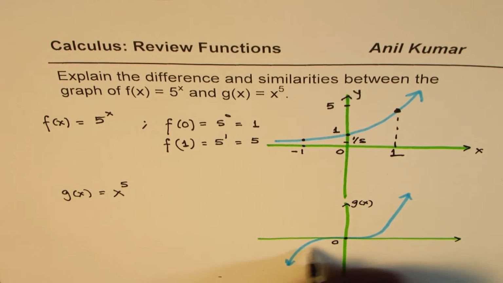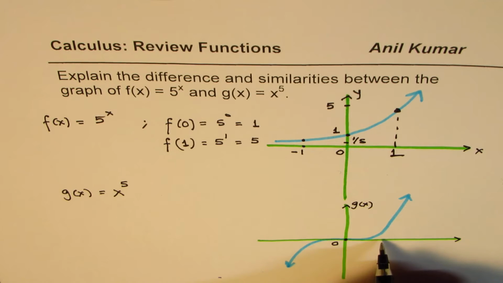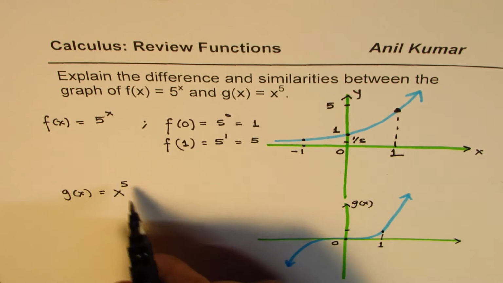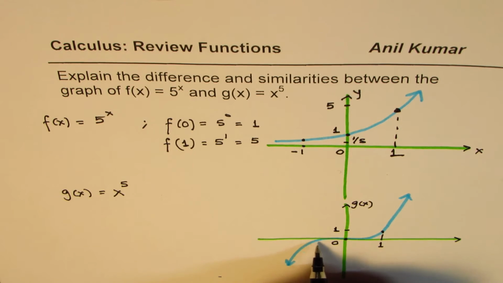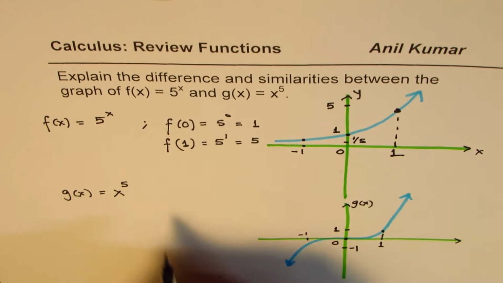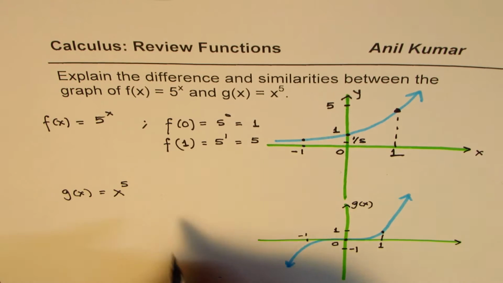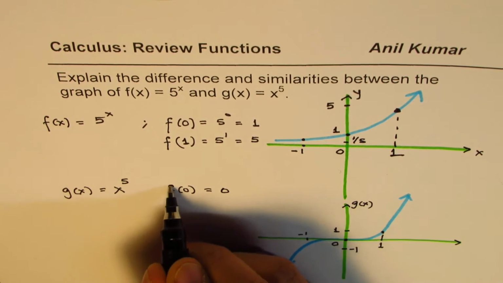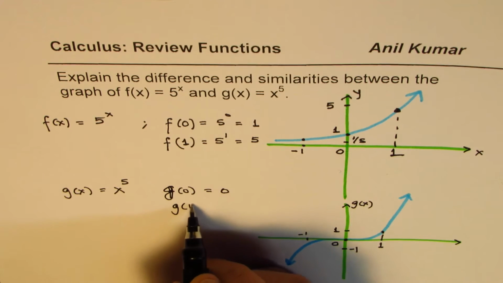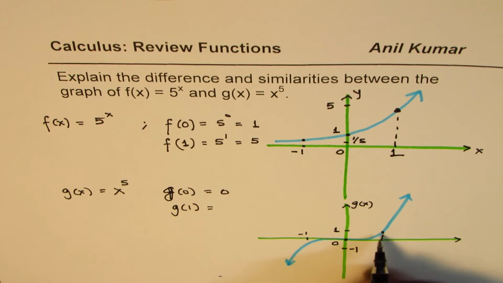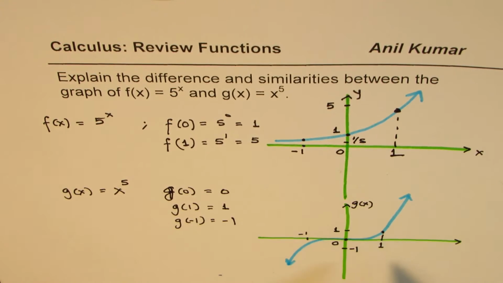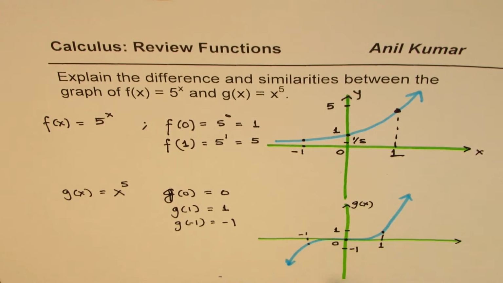Now here at 0 it is 0, and at x equals 1 the value will be what? 1 to the power of anything is 1, right? And at x equals minus 1, the value is going to be minus 1 because the order is odd, right? So what we find here is that g of 0 is equal to 0. G of 1 is 1 to the power of anything is 1, and g of minus 1 is minus 1, right? So this is just to help you sketch the graph.